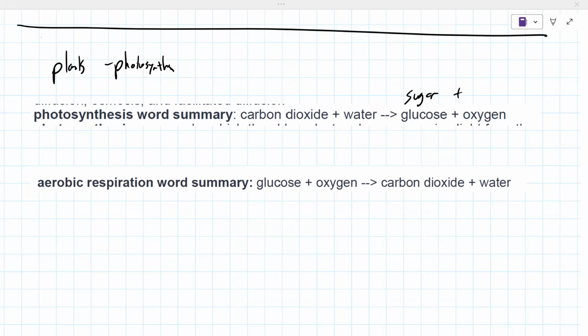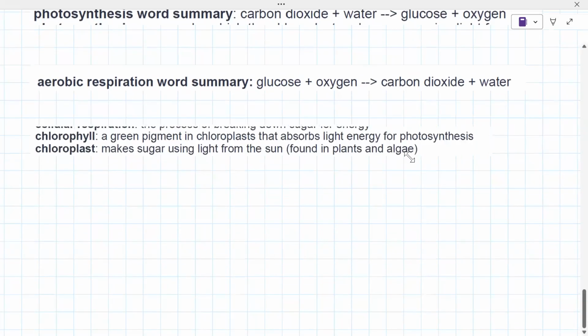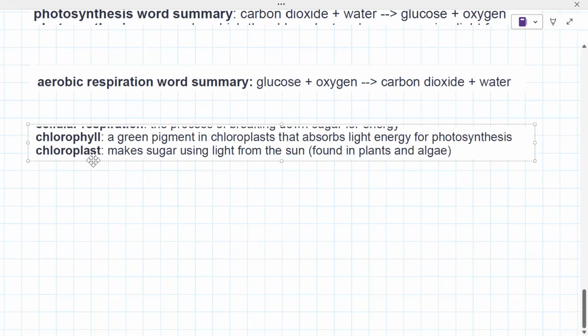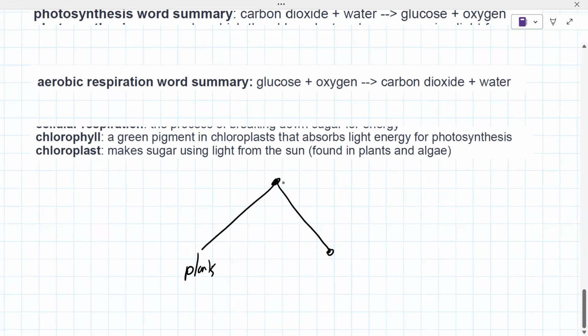We're gonna talk about now chlorophyll and chloroplast. That was part of the reading we did the other day. Chlorophyll is a green pigment in chloroplast that absorbs light energy for photosynthesis. You already mentioned that. Chloroplasts make sugar using light from the sun, found in plants and algae. So do animals contain chlorophyll and chloroplasts? No. Just plants. So there's this key division, is it about plants or is it about animals?